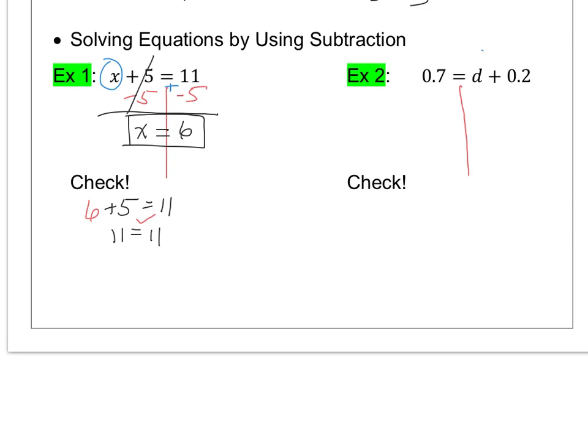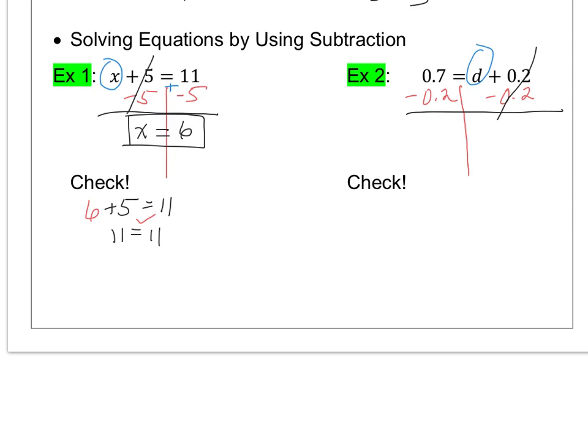I want you to isolate that variable. So we want to get the d by itself. And so we need to do the opposite of adding a 0.2, which is 2/10. So the opposite of a positive 0.2 would be a negative 0.2. So we are going to add a negative 2/10 to both sides. Draw your line, cancel out your 0 pair.